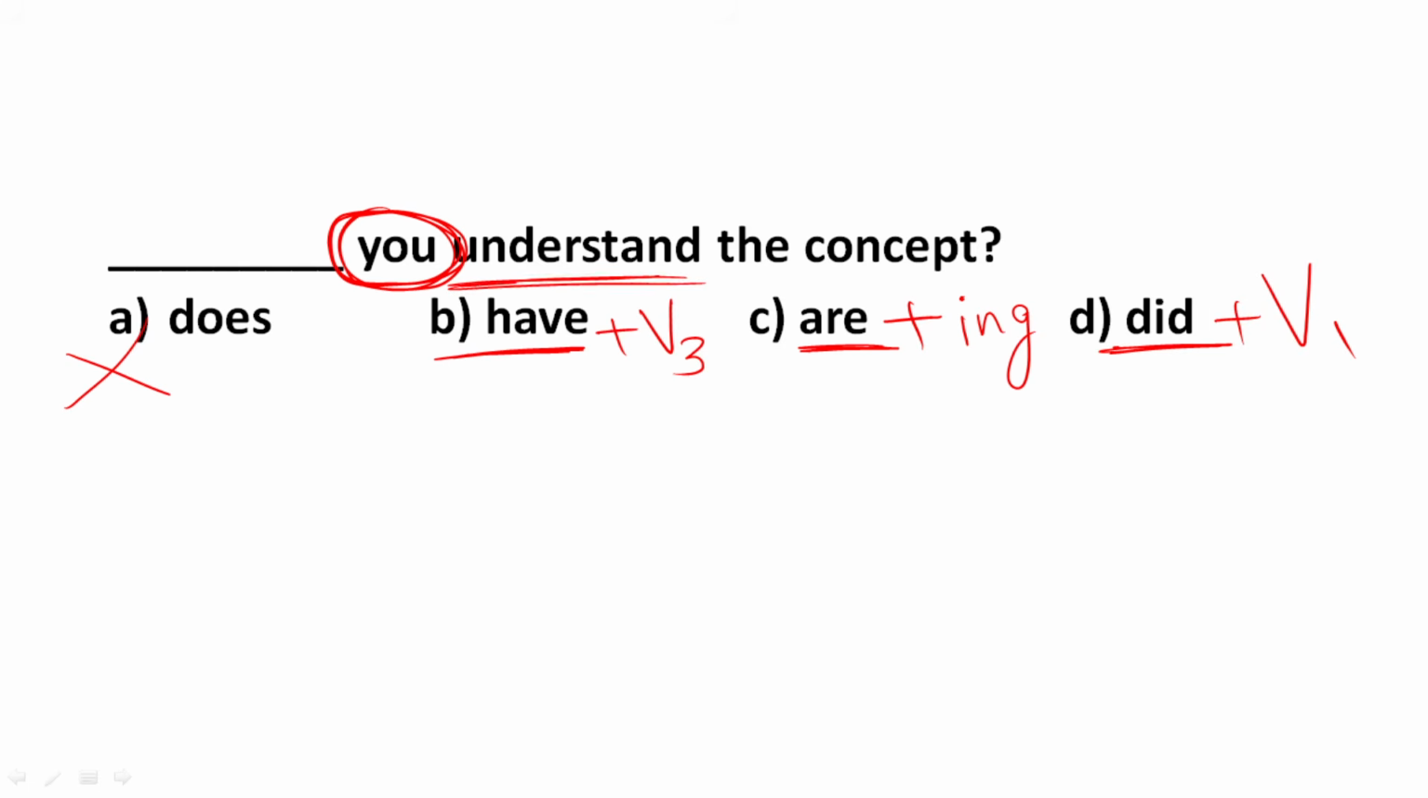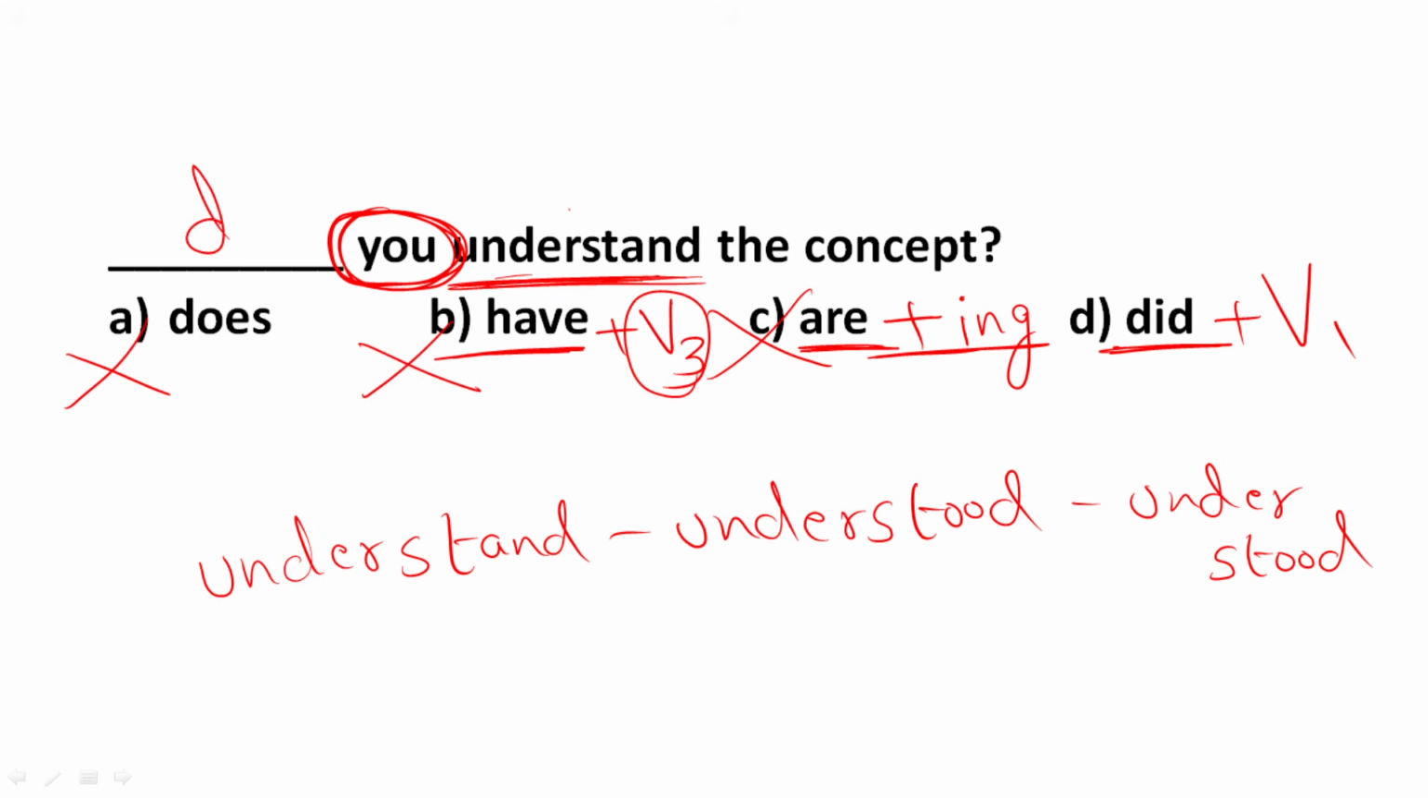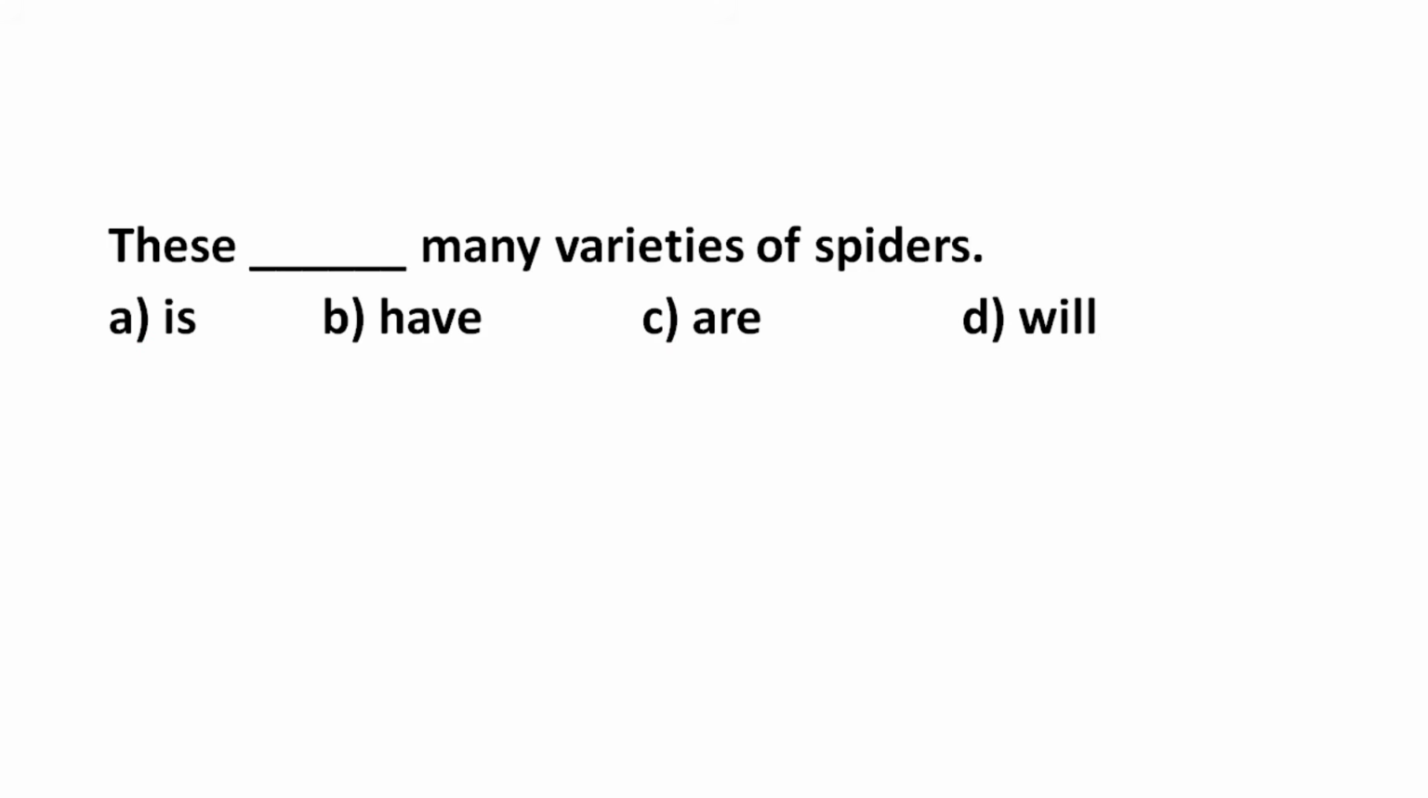What is the verb here? Understand. My dear friends, for your kind understanding, I'll write the verbal forms of understand. The verbal forms are understand, understood, and again understood. And naturally the fourth one would be the ing form. So now understand is a first form. If I want to use v3, this is not v3 anymore, so it is wrong. This is not ing anymore, it is wrong. So the fourth option is the right option, that is the answer did. Did you understand the concept is the right answer. And we go to the next question.